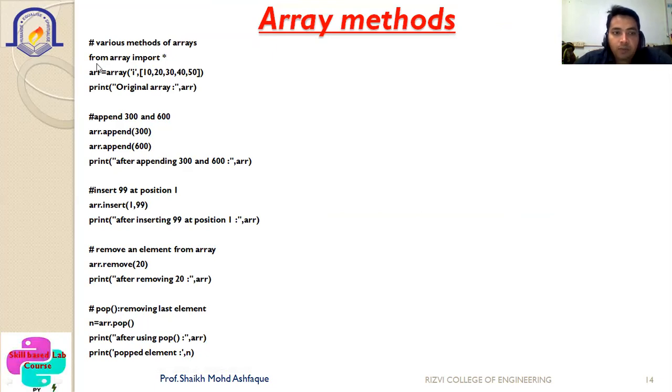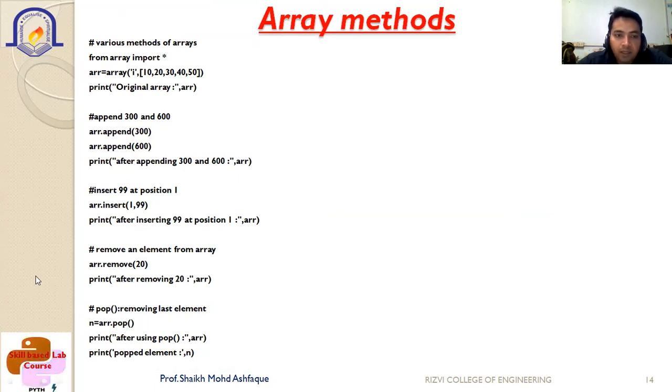Basically, once again we are importing the array module: from array import star. Then we are creating an array i with 10, 20, 30, 40 and 50, and then we are printing the original array. So it will basically print your entire array which has been initialized by you. Then after that, suppose you want to use the append method.